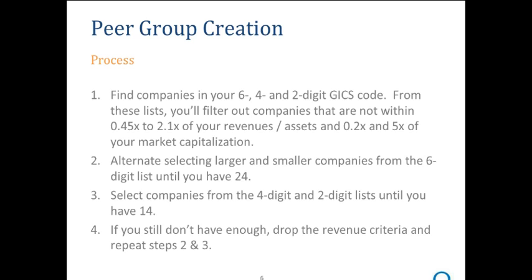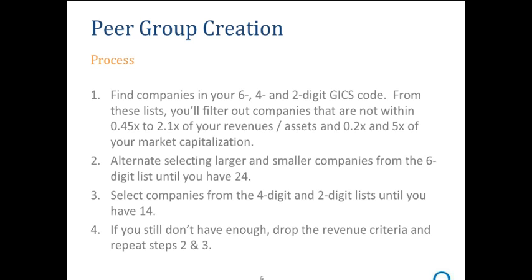From within that, look at all the companies that are between 0.45x and 2.1x of your revenue or assets, depending on if you're a financial organization, and then 0.2x and 5x of your market capitalization. And then the big key here is actually that 0.2 and 5x, which is an absolute limit. If you're going through the normal process and they don't have to select companies by hand, that's going to really be an absolute threshold and maximum for any company that you can be included by.